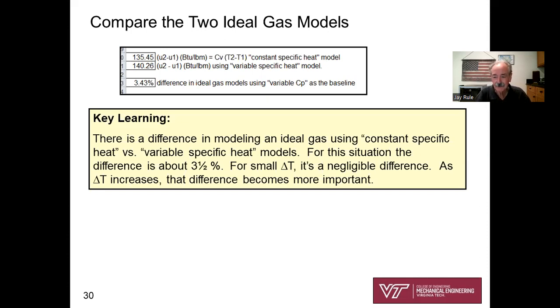It does make sense that using variable specific heat would probably be the more exact answer. So if we use that as the baseline, our difference is we're only off by 3.4, around 3.5%, using either model. So that's not a lot. That's not enough to get excited about in engineering practice, but it can be a lot to be excited about in a high stress quiz or test situation if you were directed to use one model and you used the other. So just be aware of that.